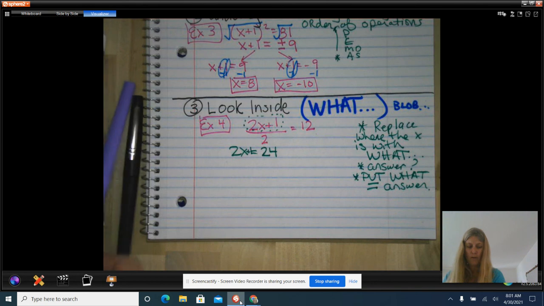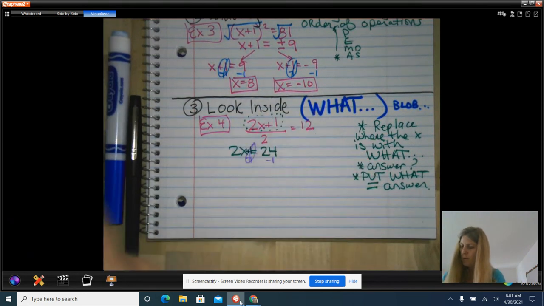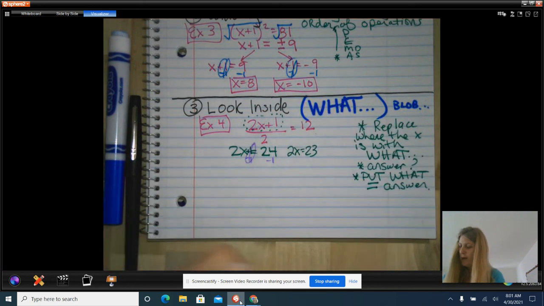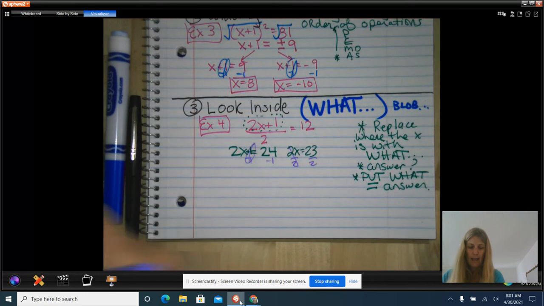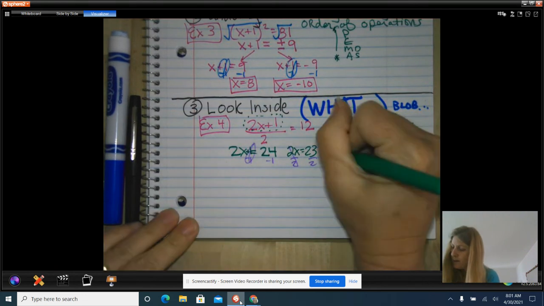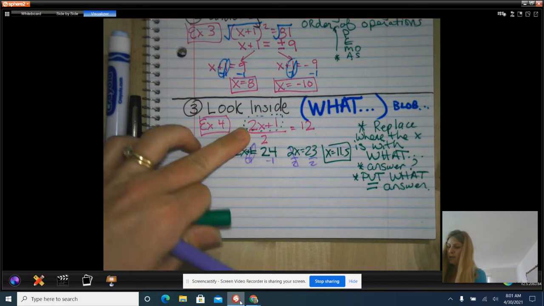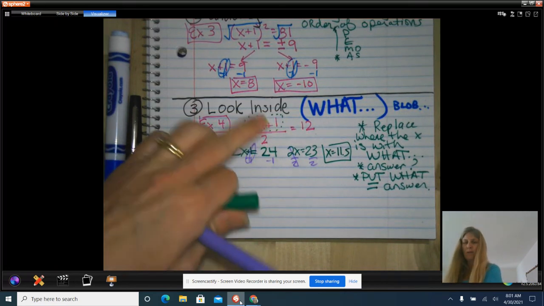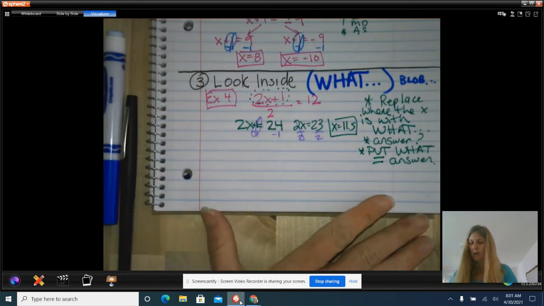So we're going to subtract 1 from both sides, and I have 2x is equal to 23. Divide both sides by 2, and x is equal to 11.5. And then, of course, we can substitute it in. 2 times 11.5 is 23. 23 plus 1 is 24. 24 divided by 2 is 12. Okay, let's try another one.